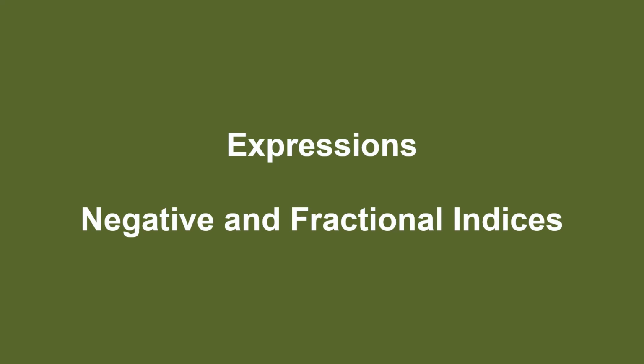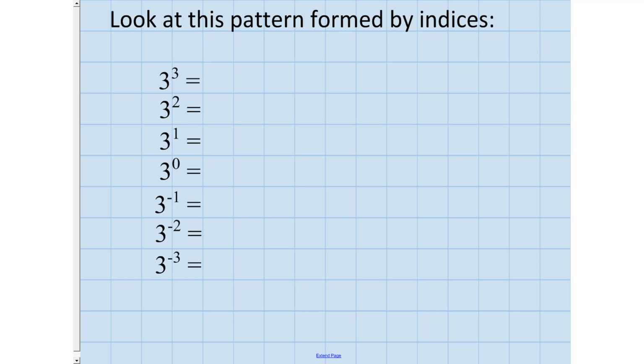Negative and fractional indices. Let's look at this pattern formed by indices. 3 to the power of 3 means 3 times 3 times 3, which is 27. 3 squared means 3 times 3, which is 9. 3 to the power of 1, you might be able to see for yourself, is just going to be 3. It's just got it on itself.